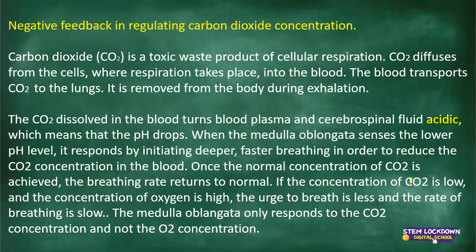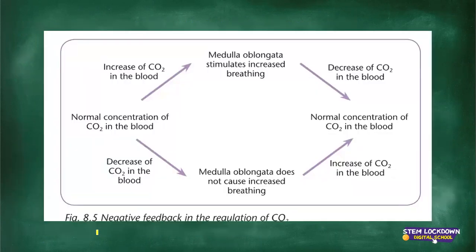And if the concentration of carbon dioxide is low and the concentration of oxygen is high, the urge to breathe is less and the rate of breathing will be slow. The medulla oblongata only responds to the carbon dioxide concentration and not the oxygen concentration. And this is a diagram here. You have normal concentration of carbon dioxide in the blood here at the center. But now suddenly there's an increase of carbon dioxide. Then what will happen? Remember the medulla oblongata responds to carbon dioxide concentration.